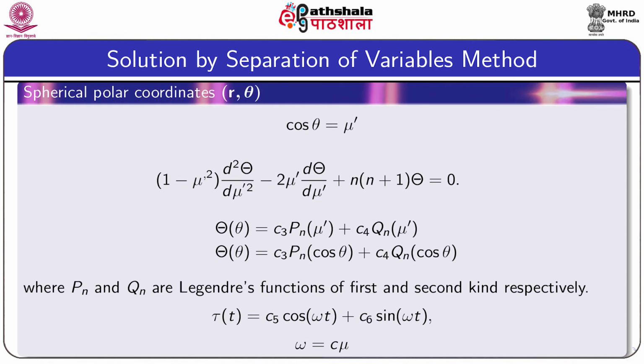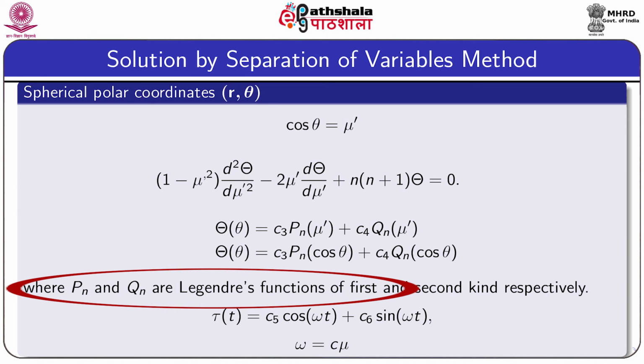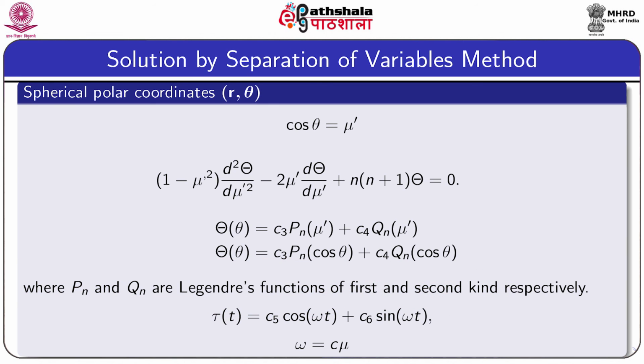And we know the solutions of the Legendre equation are Legendre functions. So, the general solution can be written as capital theta is equal to C3 Pn of mu dash plus C4 Qn of mu dash, where Pn, Qn are Legendre functions of first and second kind respectively. Now, in terms of theta, the solution becomes capital theta is equal to C3 Pn of cos theta plus C4 Qn of cos theta, and we have already got the solution for tau, which is written in the last line.